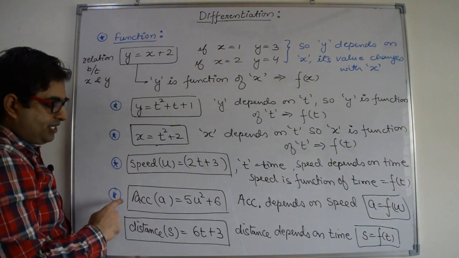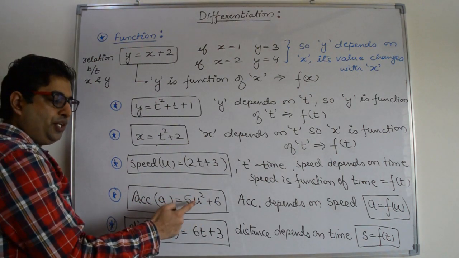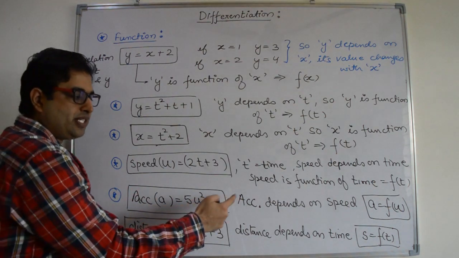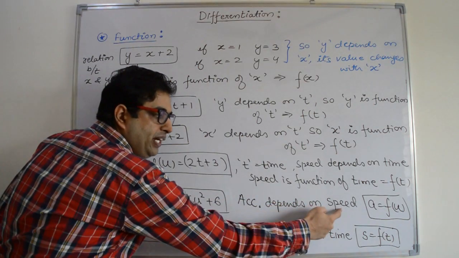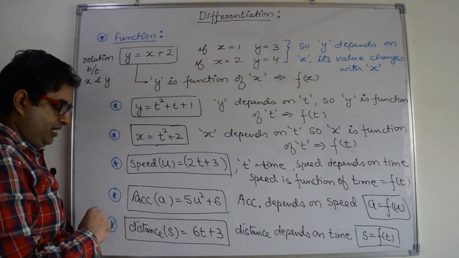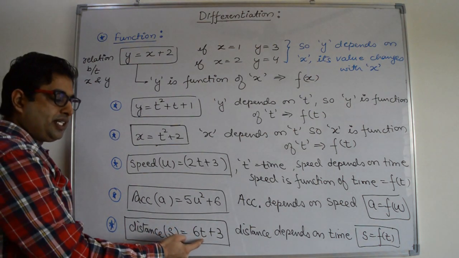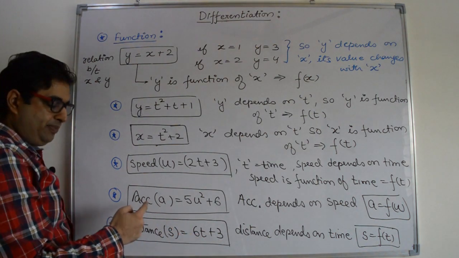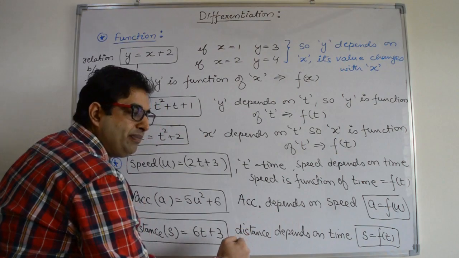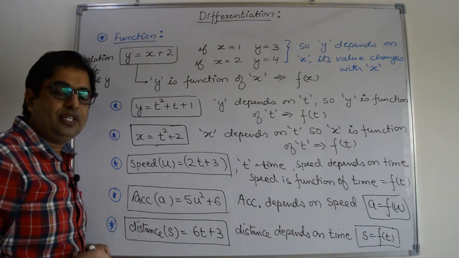Right? Next, acceleration of a particle is equal to 5u squared plus 6. u is speed. So here acceleration depends on speed. So acceleration is f(u), function of u. Next, distance traveled by the particle is 6t plus 3, where t is time. That means distance depends on time. So distance is a function of time, or you can say distance is f(t), function of time. Got it?